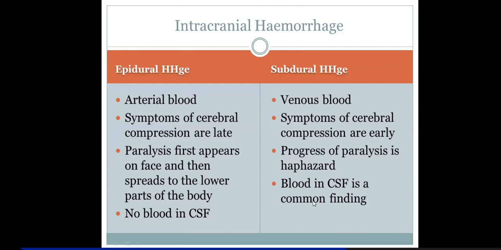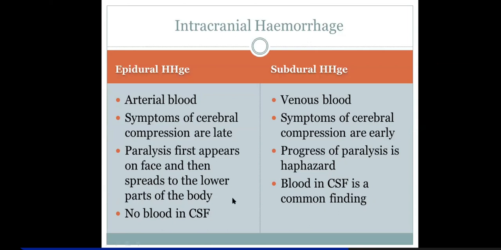But here, if you remember, I just told you that the subdural space is traversed by emissary veins, cerebral veins, and arachnoid villi and granulations. Simple. So if there is tearing in the arachnoid villi and granulations, a subarachnoid leak of blood will happen. CSF will be mixed with blood, or blood will be mixed with CSF. Simple. So it is important that blood in CSF is a common finding.